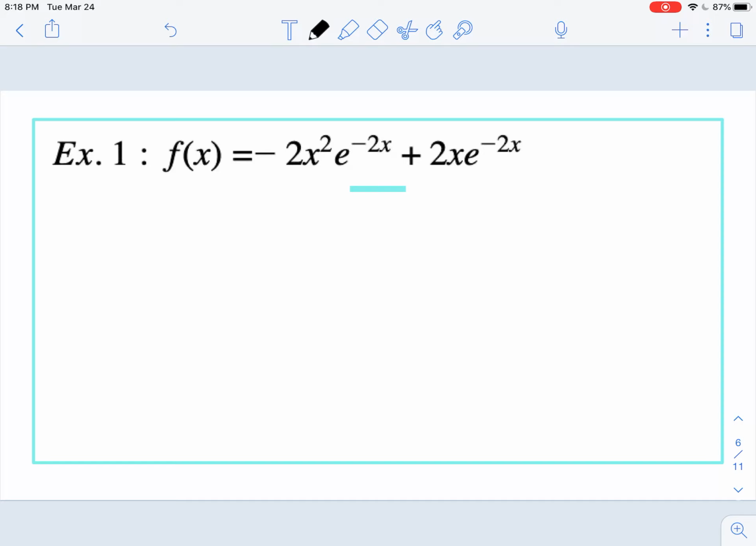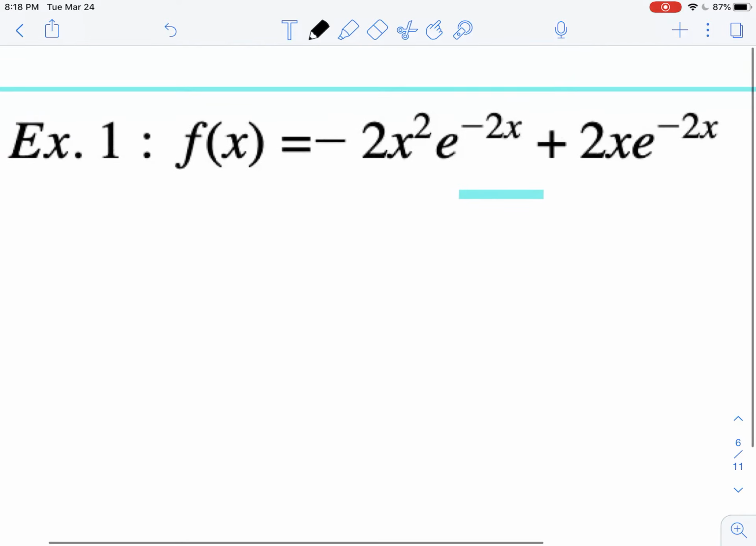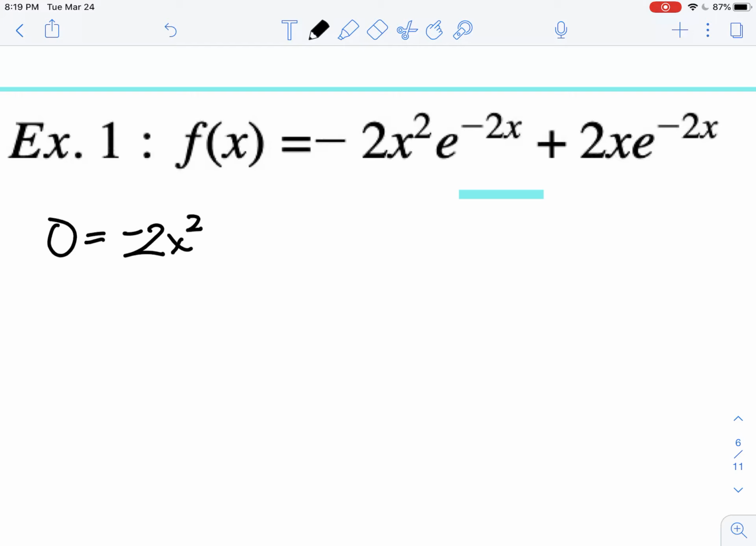All right, so let's get started with this question. f of x equals negative 2x squared e to the negative 2x plus 2x e to the negative 2x. I know that looks like a pretty complicated situation, but we're just going to set that whole function equal to 0.